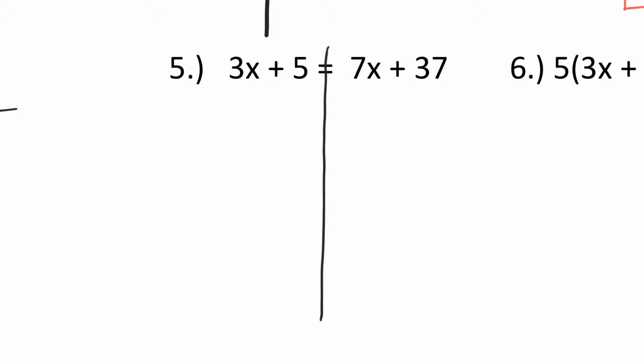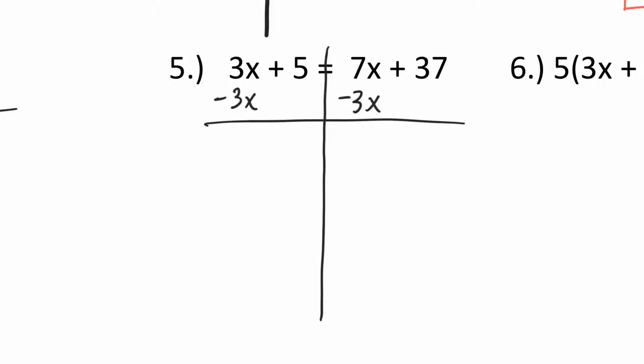Okay, they're not on the same side, so I can't just put them together. So I've got to think about, okay, how can I move one set to the other side? Good, so I'm going to subtract 3x from the left-hand side. Or you can think of it like take 3x's away. On the left-hand side, I have 3x's. I'm going to take 3x's away. And I can't just randomly do that. I've got to keep it balanced, so I take 3x's away from the other side.